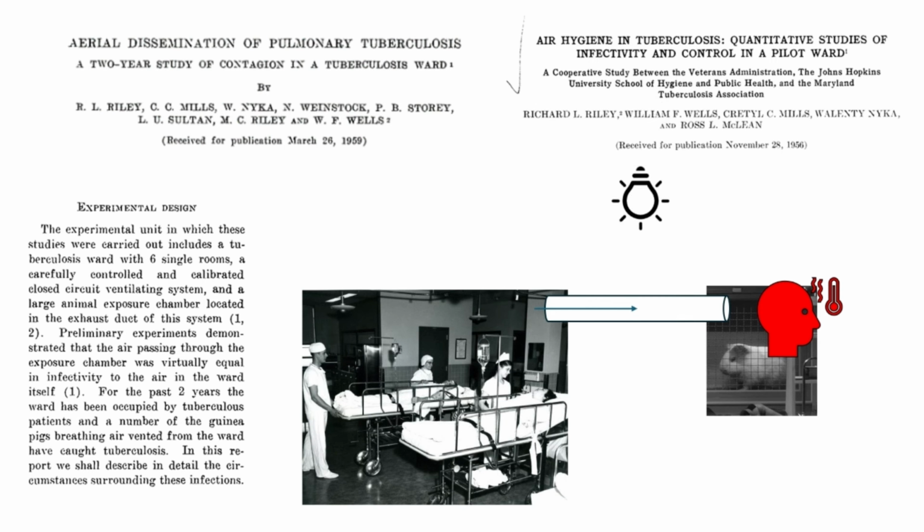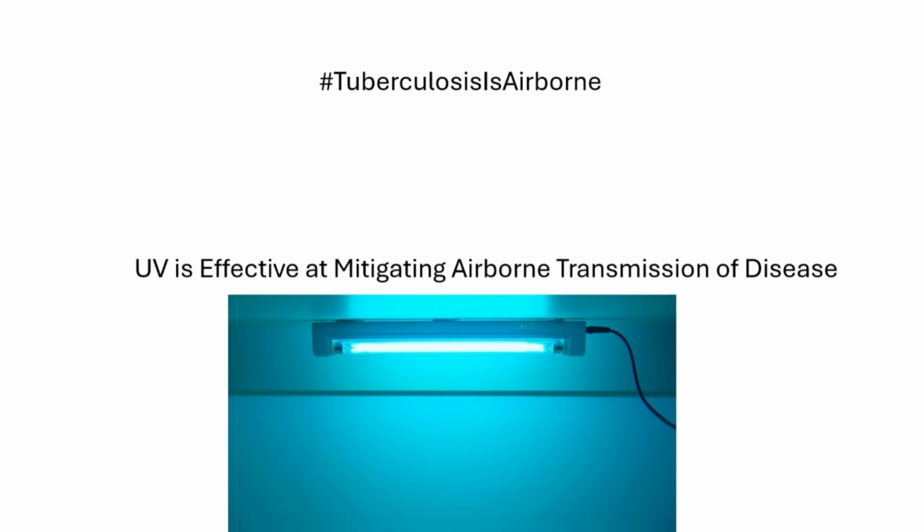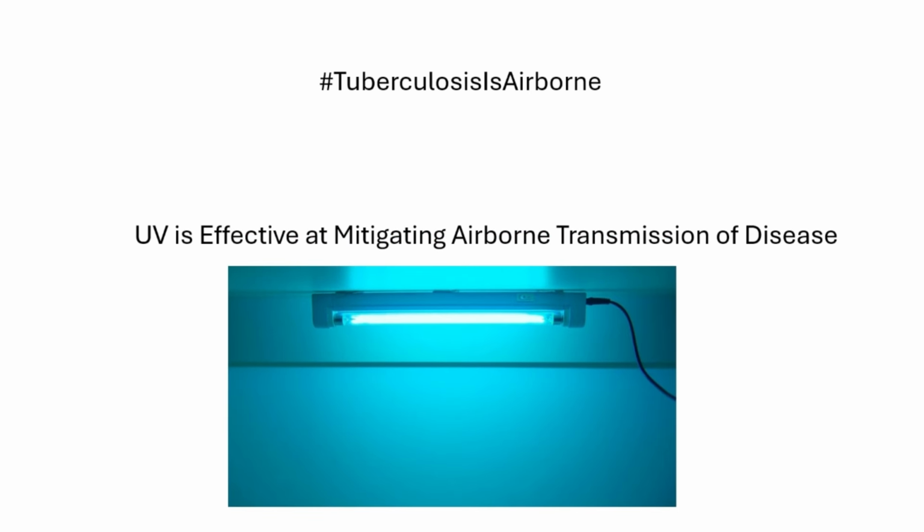To conclusively prove this, they repeated the study, but this time they sterilized the air using UV ultraviolet germicidal radiation, also known as UVGI. This led to no guinea pigs being infected. Now, this work was revolutionary for a number of reasons. First, it demonstrated conclusively that tuberculosis is airborne. And second, it showed that UV can be used to clean the air and limit airborne transmission.